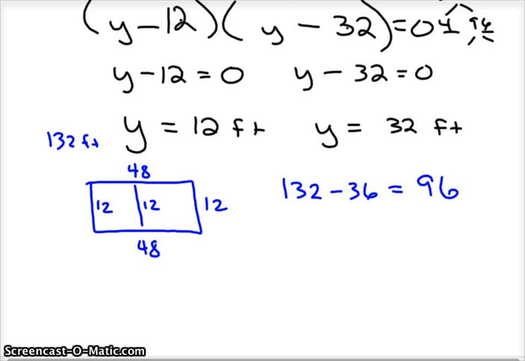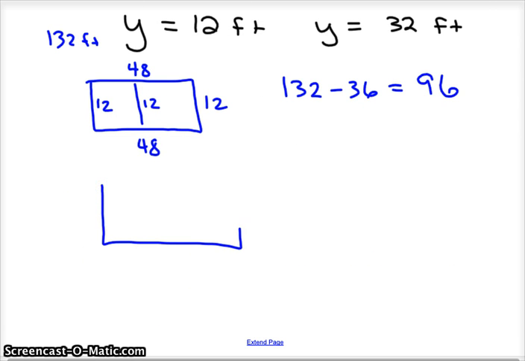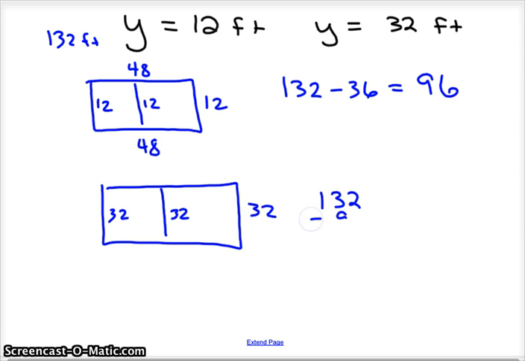And also with the 32, you could do the same thing. So you've got 32, 32, and 32. And so 32 times 3 is 96. So 132 minus 96 is 36 feet, but again, you've got to divide that by 2 because there's two sides, here and here. And so we'd have 18 feet for both of those.